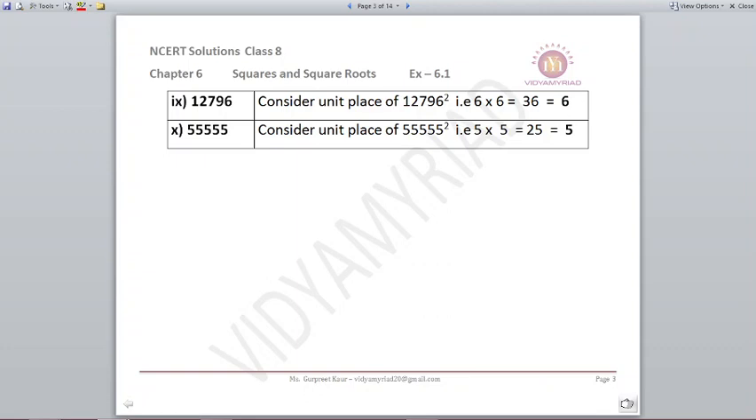So children, no need to multiply whole numbers. Now 12796, for example, if you multiply the square of it, that will become very tedious because we have to just find its unit place. So just look and consider the unit place only. Just square it up and then you can come to know about its answer.